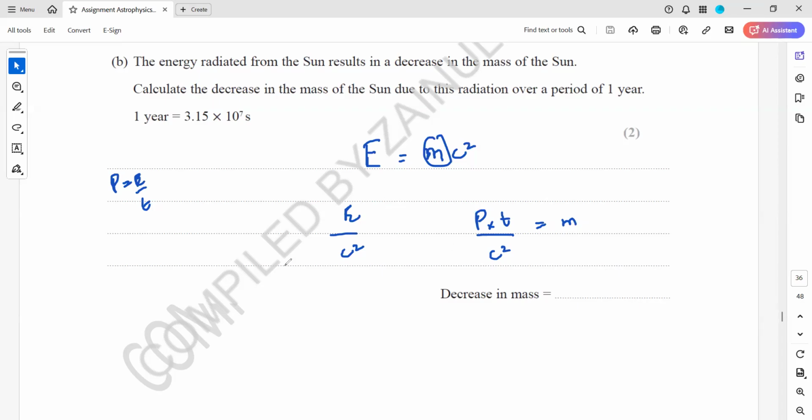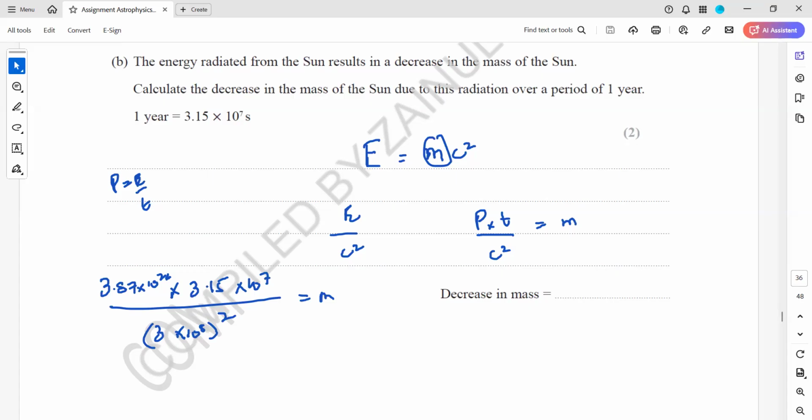So the power is the same thing we got, the luminosity, 3.87 exponent 26. In 1 year, how much energy will it emit out? That is the time interval. So 3.1 exponent 7, that's the total time in 1 year, divided by speed of light squared, so 3 exponent 8 squared. That will give us how much mass of the sun will decrease.